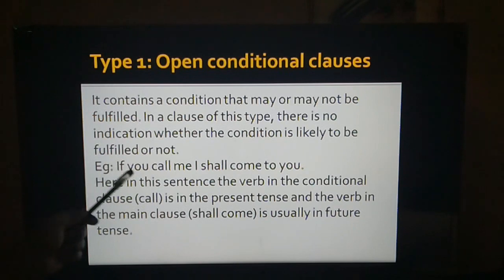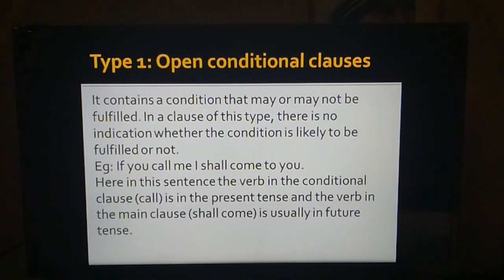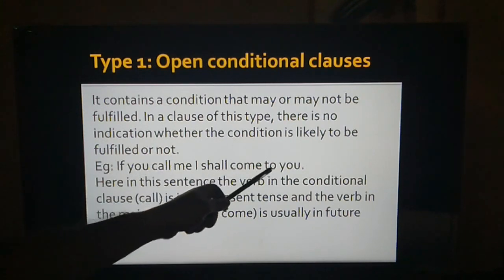Example: if you call me, I shall come to you. So in this sentence, just take note. If you call me, what is missing here? A comma. If you call me, comma, I shall come to you.